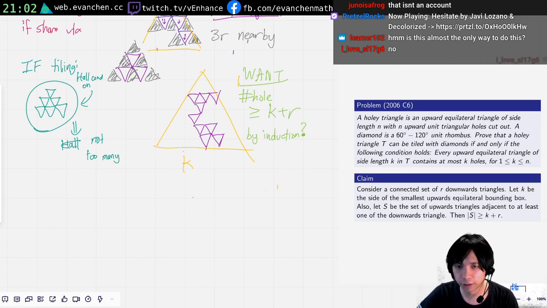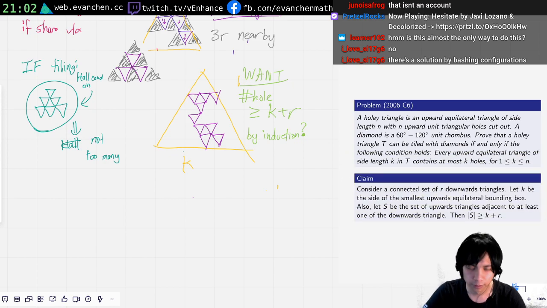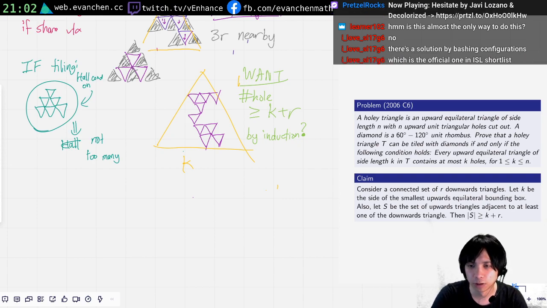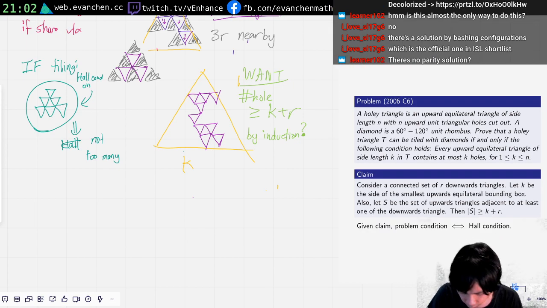Yeah, so really, if this is true, then this condition is more or less equivalent to Hall's condition. I guess, yeah, so given the claim, the problem condition holds if and only if the Hall condition holds. And then you're really happy. So let's prove this claim. Proof.